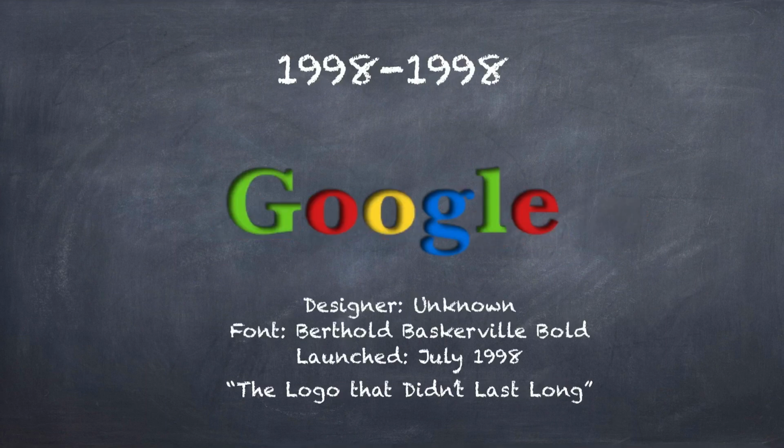This Google logo started in 1998 and ended in 1998. Its designer is unknown again. Its font is Berthold Baskerville Bold and it was launched in July 1998. And I call it the logo that didn't last long. So I have the Google logo in a 3D effect, in a shadowy effect. And so we have the G in green, the O in red, the O in yellow, the G in blue, the L in green and the E in red.